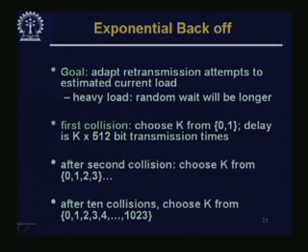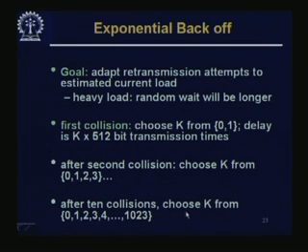After the first collision, choose k from 0, 1 and the delay is k into 512 bit transmission times, which means that with 50% probability you will try to transmit immediately, and with 50% probability you will back off for 512 bit times, that is 51.2 microseconds, before listening and trying to send again. After the second collision, choose k from 0, 1, 2, 3. So m is increasing, the number of collisions is increasing. After 10 collisions, it is not allowed to increase more than that. So this range of k becomes fixed and you always choose from 0 to 1023. This is the exponential backoff algorithm for heavier load.